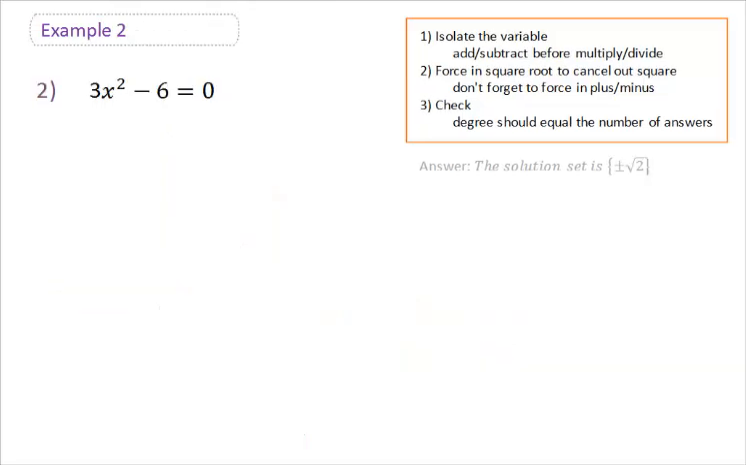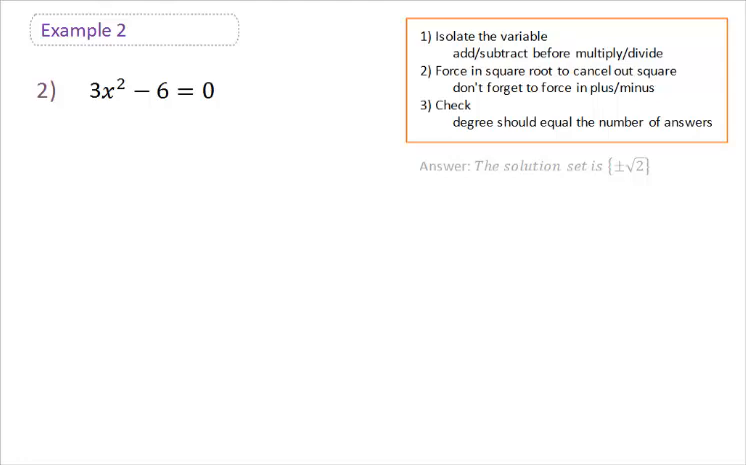Moving on to example 2, we have the equation 3x squared minus 6 is equal to 0. If you would like to do this problem and all the rest of them on your own, I will welcome you to do that. Go ahead and pause the video. If you get stuck, I have listed the steps in the top right-hand corner. And if you would like to confirm that you have the correct answer, it is listed over there in gray below that orange box.